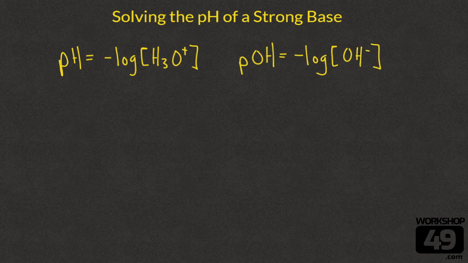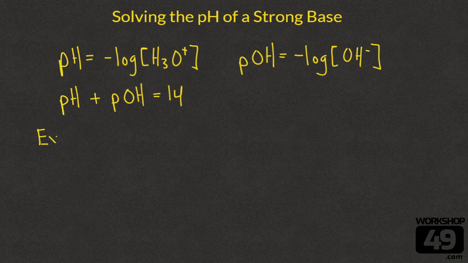Once we have this pOH, we're then going to use one more equation to loop back around to pH by saying that our pH plus our pOH equals 14. And you're going to get to see how this is done because we're going to do an example.